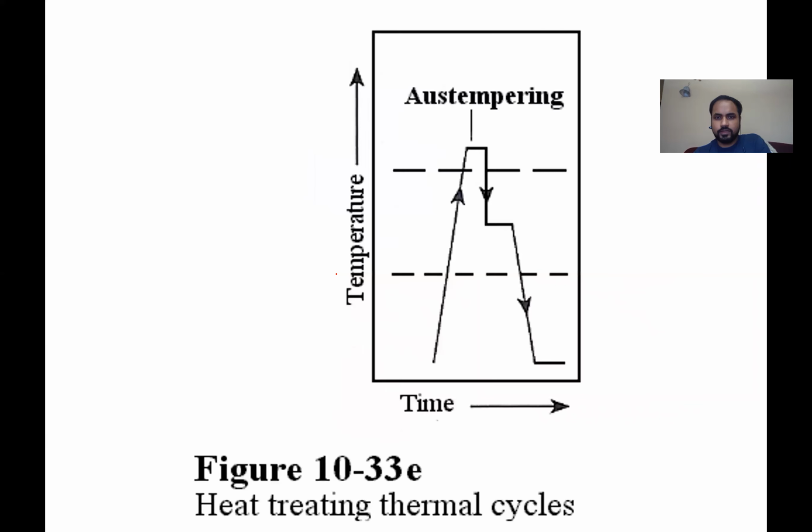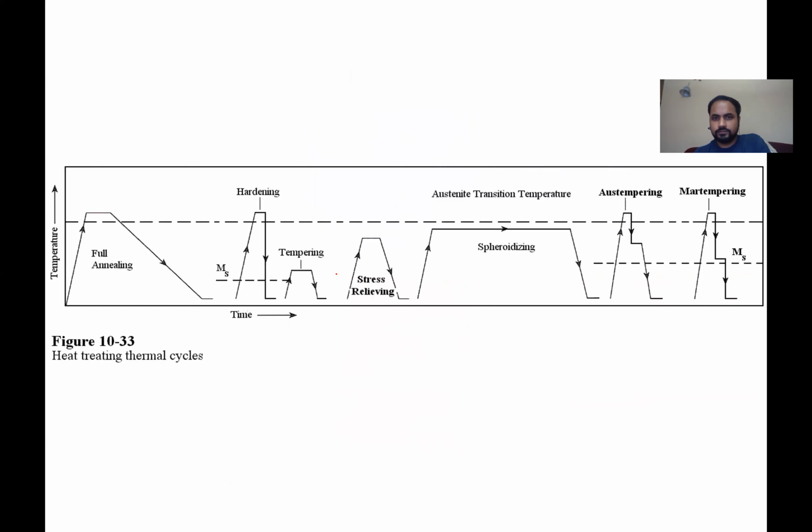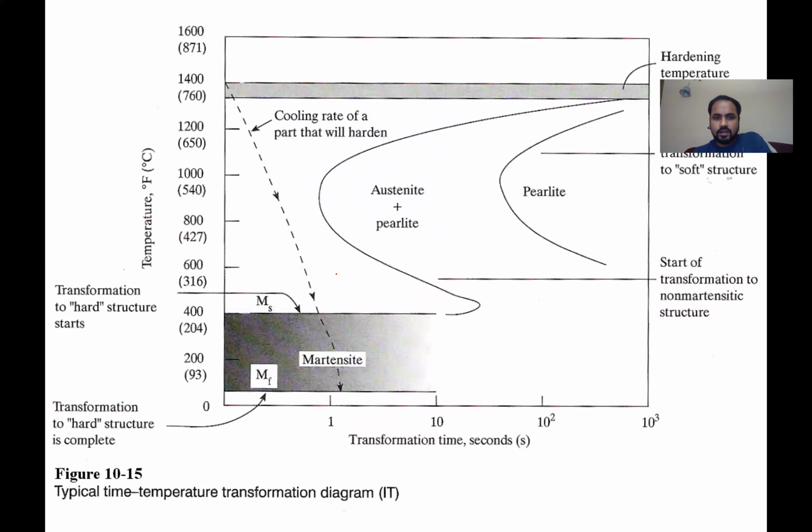I already discussed this, so we won't go into the details of these. Then there is one really important diagram, which is called the TTT diagram, time temperature transformation diagram. I will quickly go through this, it won't take much time. Basically, this diagram is showing you that if you have steel which is heated above AC3, so you start here.